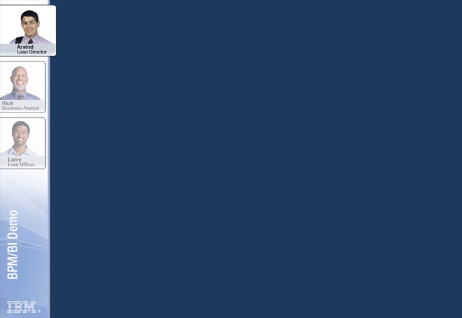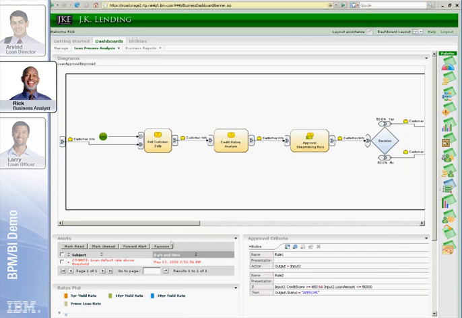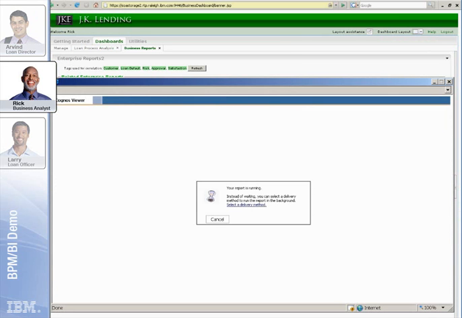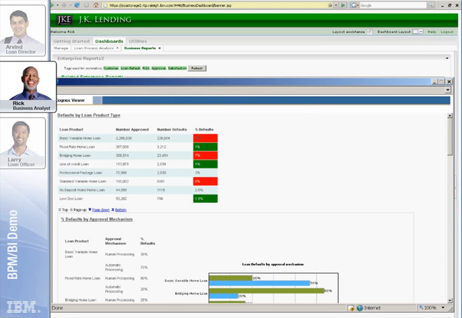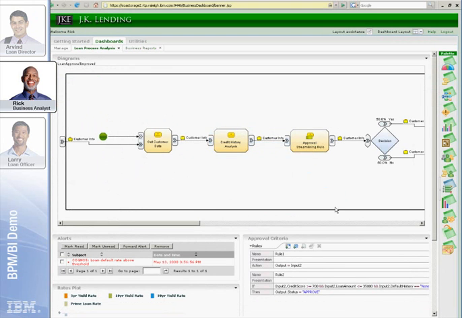Now we follow Rick as he logs into his business space to look into the alert that Arvind has sent him. Rick views the reports and quickly sees the higher default rate associated with the automatically processed loans. Rick decides to change the automatic approval rule to send borderline cases, where the credit score is between 600 and 700, to loan officers for approval.